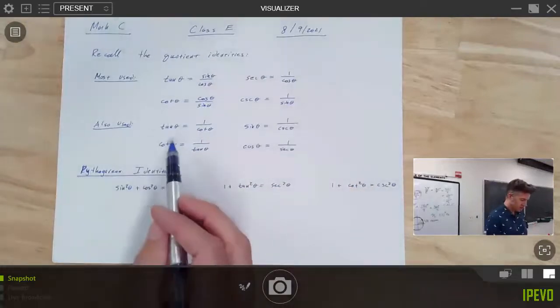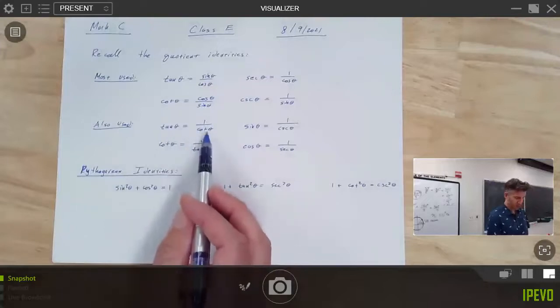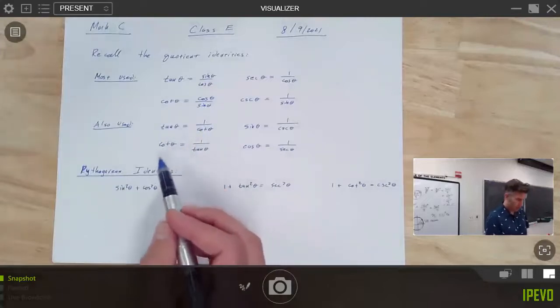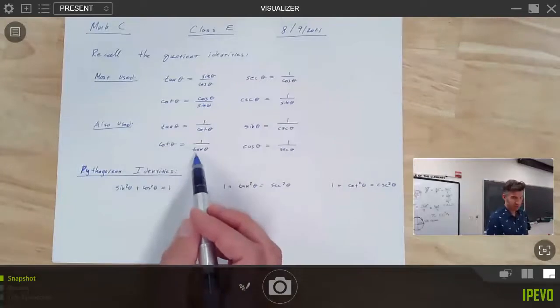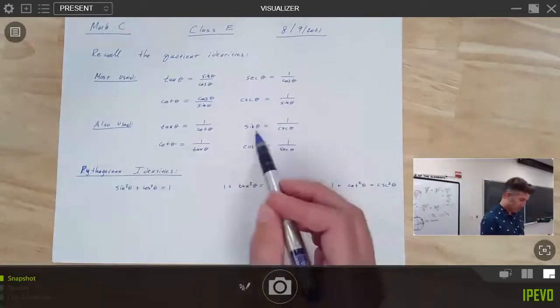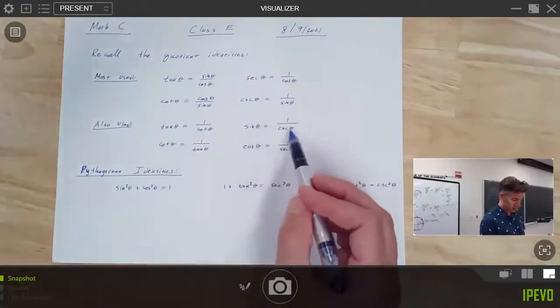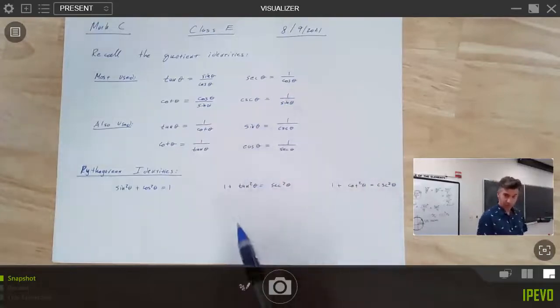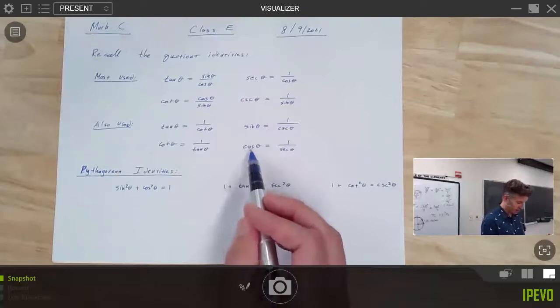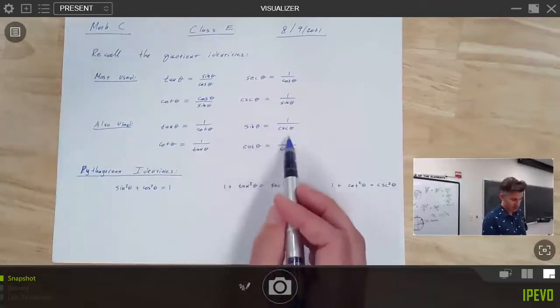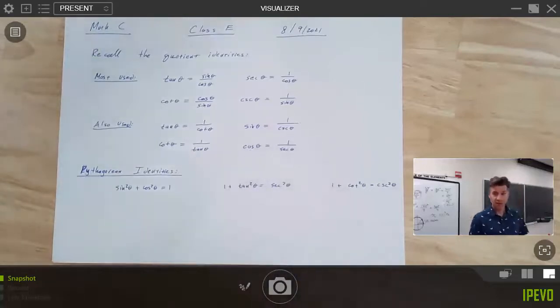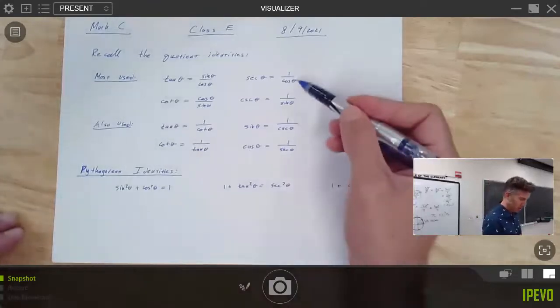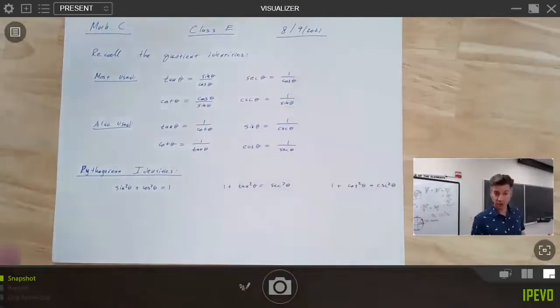There's also tangent of theta equals 1 over cotangent of theta. They're reciprocals. Cotangent theta equals 1 over tangent theta. They're still reciprocals. Sine of theta is also equal to 1 over cosecant theta, just like cosecant theta is 1 over sine theta. They're reciprocals. And cosine of theta is the reciprocal of secant, so cosine theta equals 1 over secant theta. So if things are reciprocals, one of them is always equal to 1 over the other one. And it doesn't matter if it's this way or this way. It just depends on what's most useful to you.